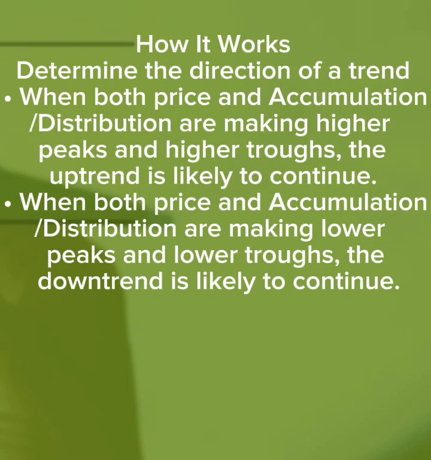Determine the direction of a trend. When both price and accumulation, distribution are making higher peaks and higher troughs, the uptrend is likely to continue. When both price and accumulation, distribution are making lower peaks and lower troughs, the downtrend is likely to continue.